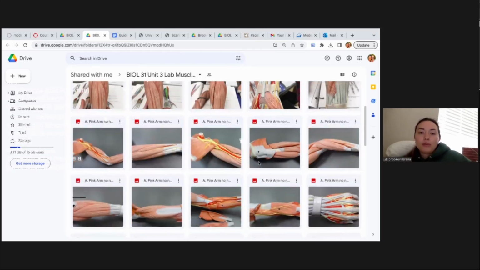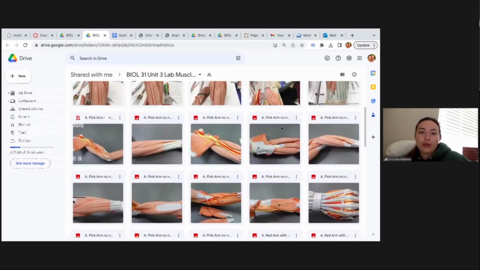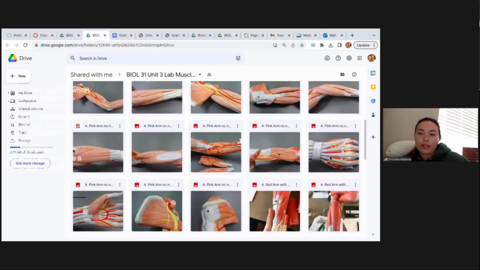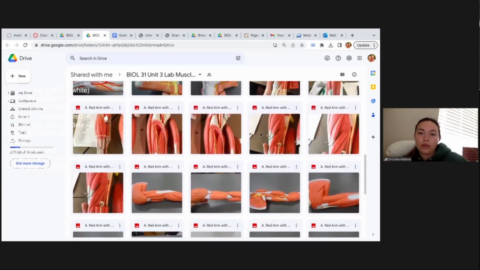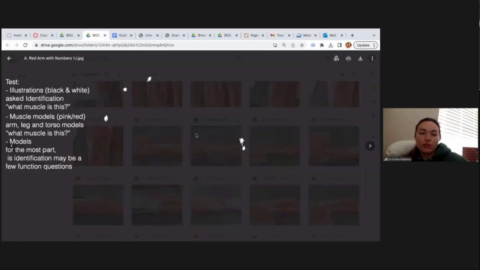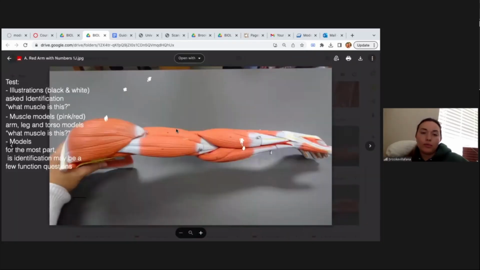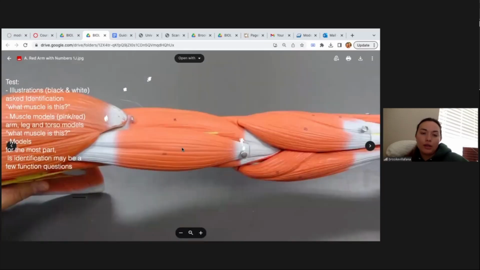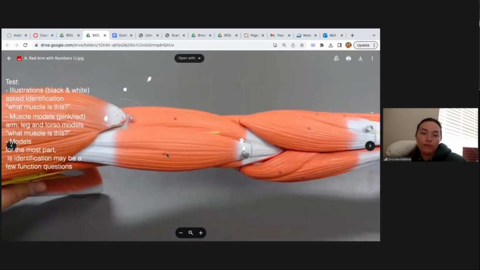Okay, so for our muscle models, you're seeing the arm. You can kind of see the hand here. This is the elbow. So this is one of the arm models. This is the arm model here that has all of our numbers on it. Okay, so just for an example, right here, you're going to see the number 11.